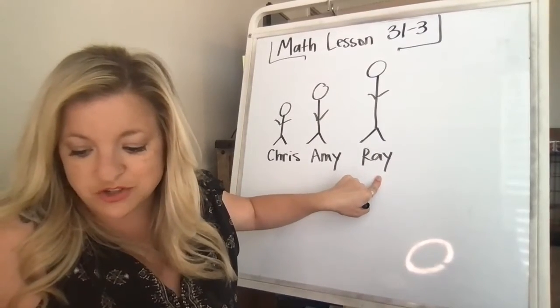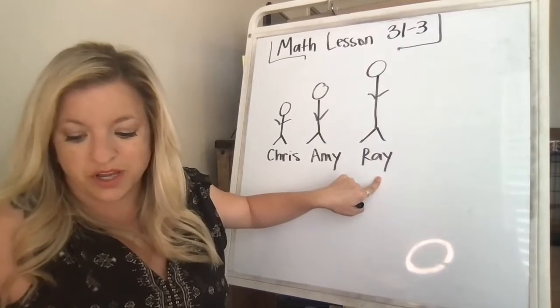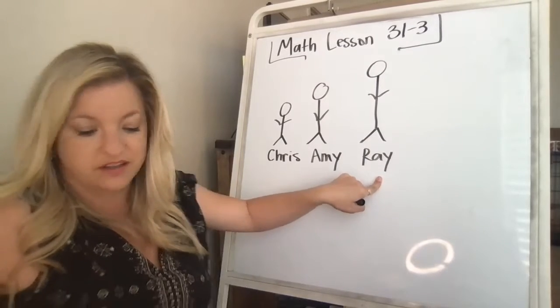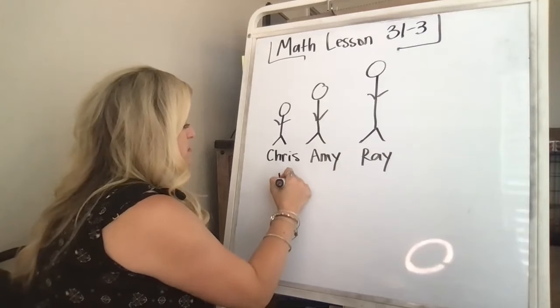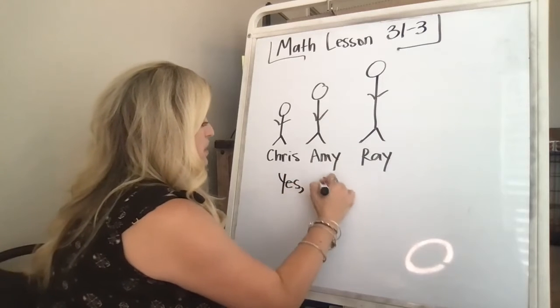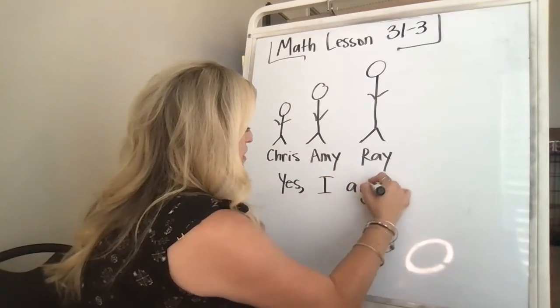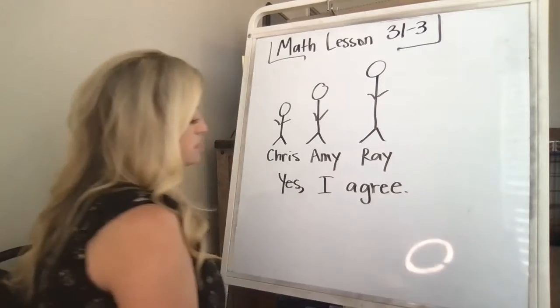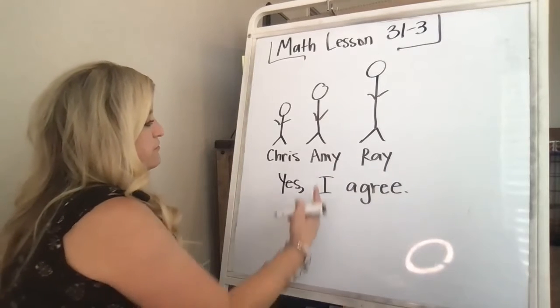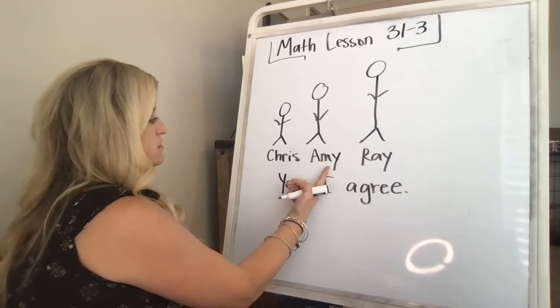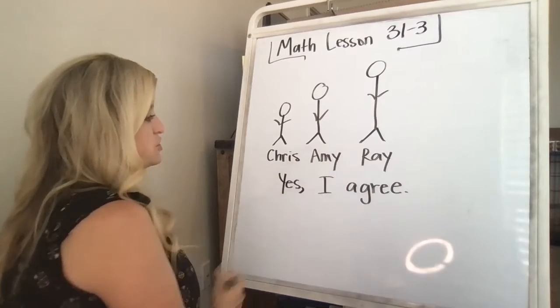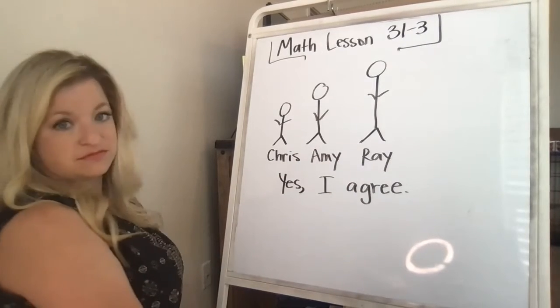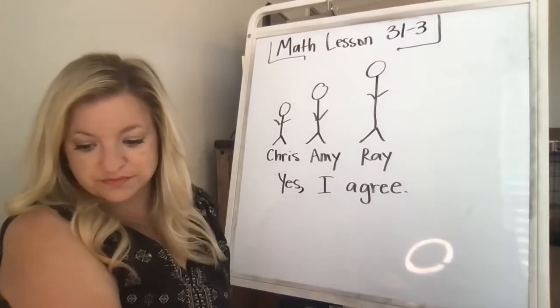Boom says Chris is shorter than Ray. Do you agree? Why or why not? So Chris is shorter than Ray. Yes, comma, I agree. Why or why not? Well, if Ray is taller than Amy and Chris is shorter than Amy, then Chris has to be shorter than Ray.